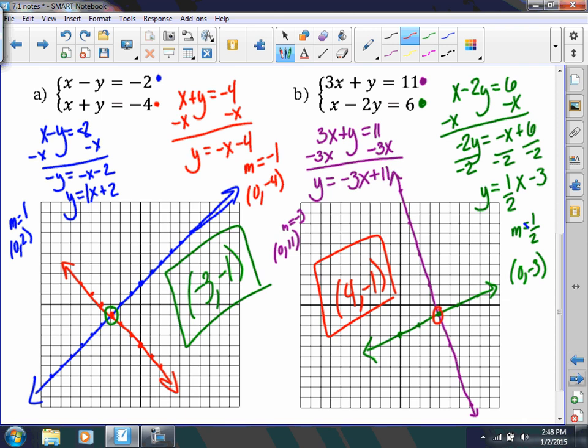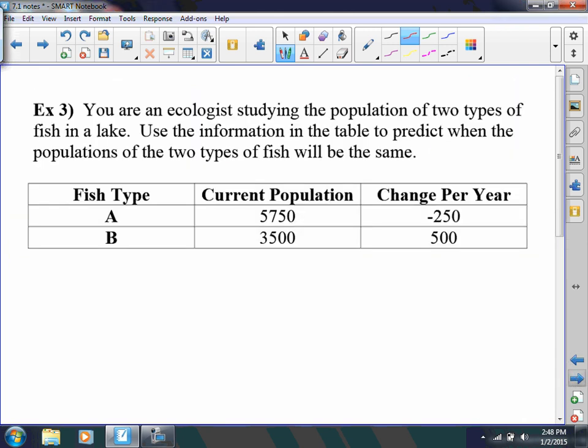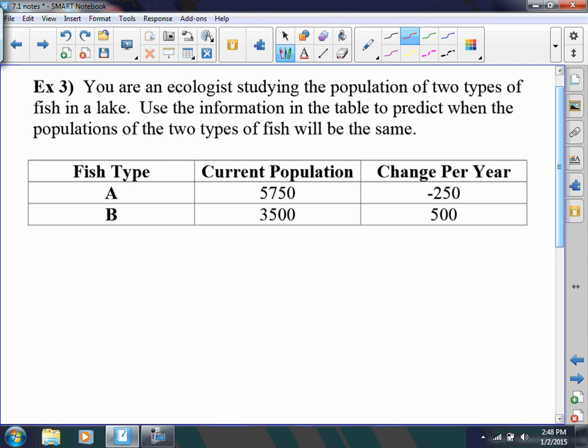Okay, now we do have one last problem. It's a word problem. And this one we're not going to graph. We're going to see if we can do this algebraically. Okay. It says you're an ecologist. You're studying the population of 2 types of fish in a lake. Use the information in the table to predict when the population of the 2 types of fish will be the same. Now that's the key word right there. Will be the same. If things are the same, that means that they are equal. So we want to see when A will equal B.